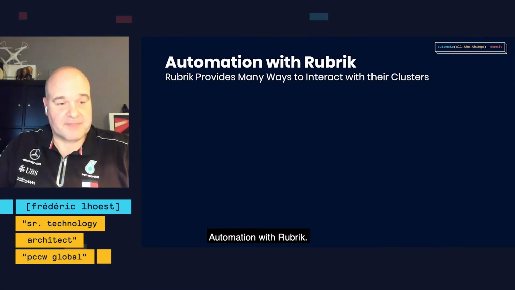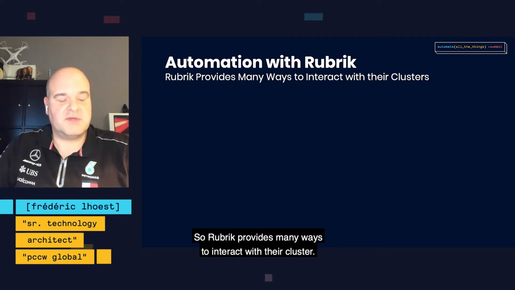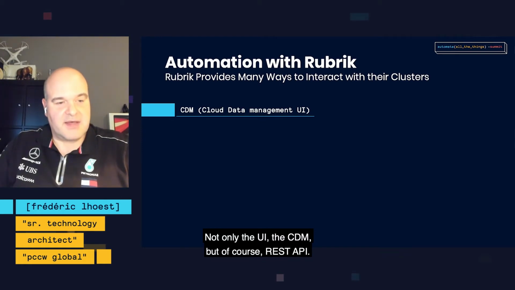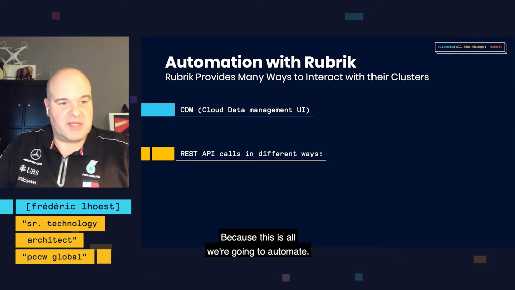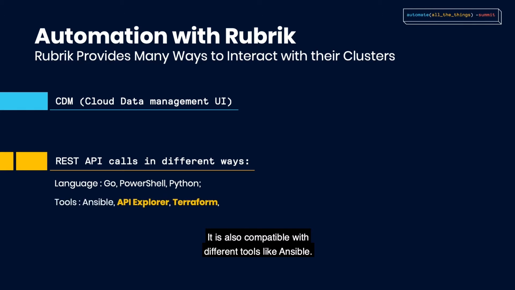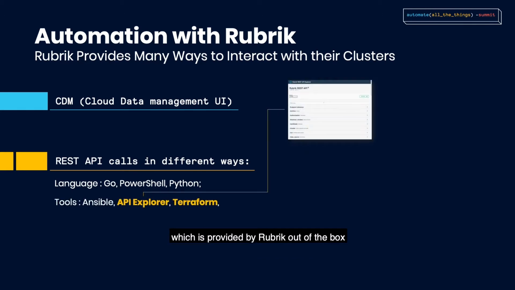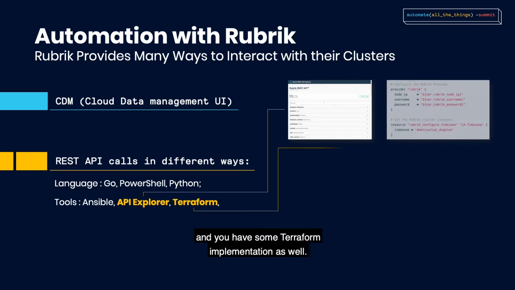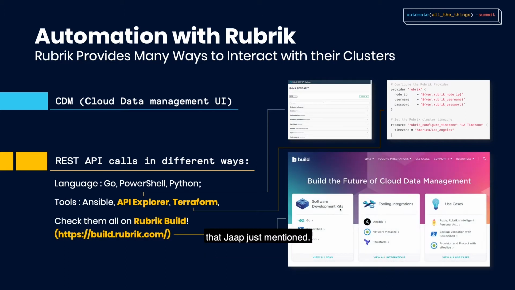Automation with Rubrik. Rubrik provides many ways to interact with the cluster. Not only the UI, the CLI, but of course REST API, because this is how we're going to automate. Out of the box, you have a Go SDK, a PowerShell SDK, and a Python SDK. It is also compatible with different tools like Ansible. You have the API Explorer, which is provided by Rubrik out of the box, and you have some Terraform implementation as well. All these can be seen on the Rubrik Build website that Jaap just mentioned.